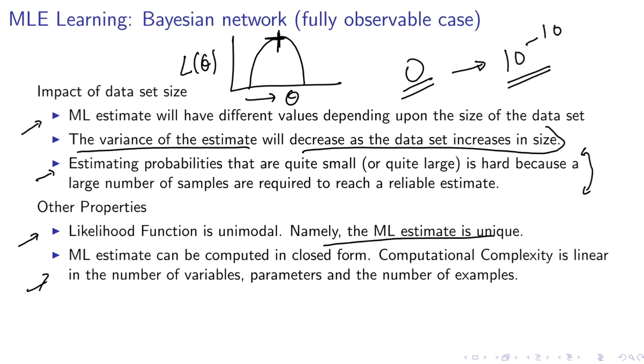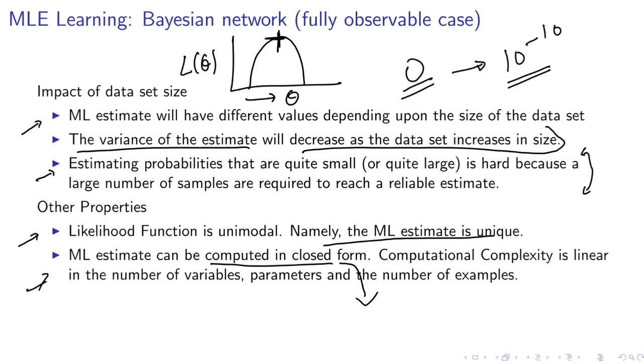The second point is that ML estimates can be computed for this parameter learning problem when the structure of the Bayesian network is given and the data set is fully observed. This ML estimate can be computed in closed form. In general, ML estimates cannot be computed in closed form. You are going to use mainly iterative approaches, such as gradient descent or expectation maximization, in order to compute ML estimates. But at least for this problem case, the ML estimate can be computed in closed form.